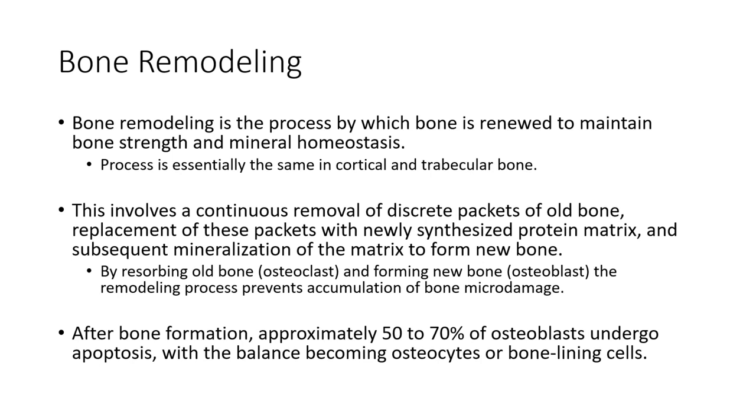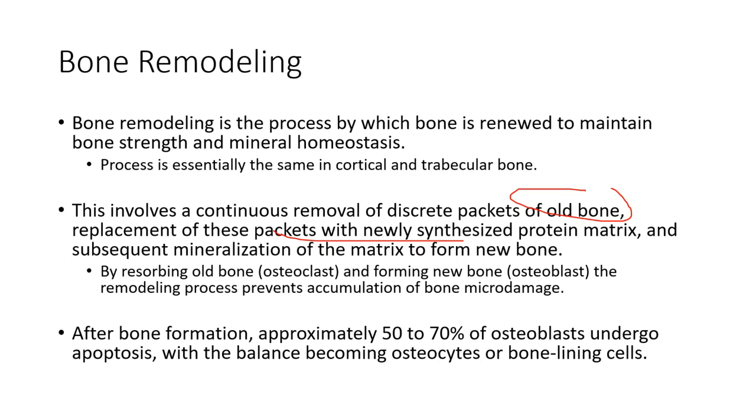So it's a process by which we renew and maintain bone strength and mineral homeostasis. It's essentially the same process in both cortical and trabecular bone. It involves a removal of old bone and replacement with new bone matrix and new mineralization. By resorbing old bone and forming new bone, we prevent accumulation of bone microdamage. Like I mentioned, the mass matters, but so does the geometry. Healthy bone provides a lot of the strength, so we constantly want to be remodeling.